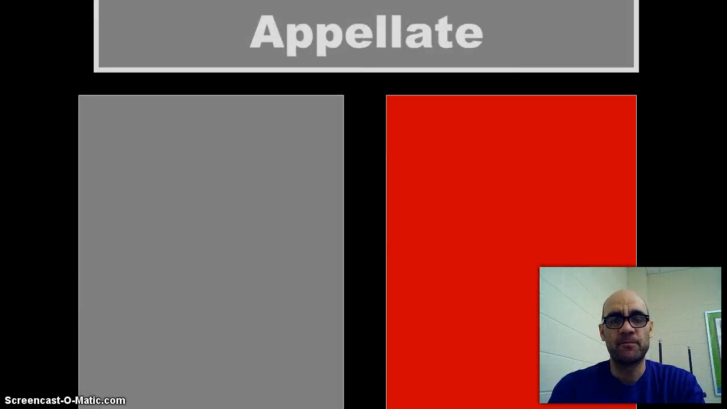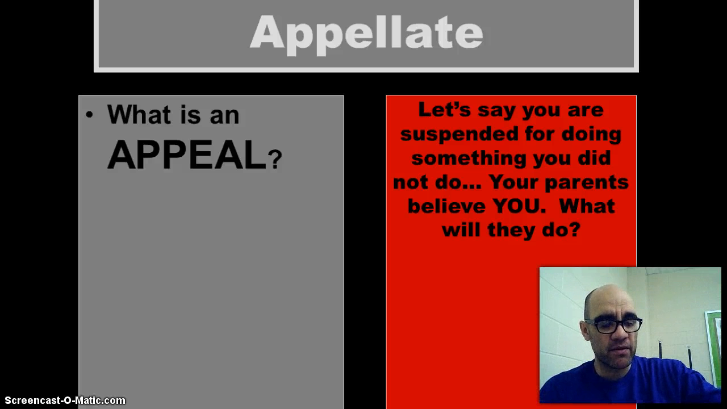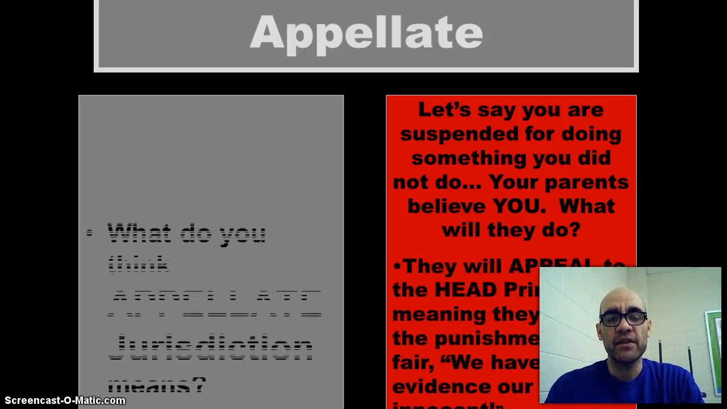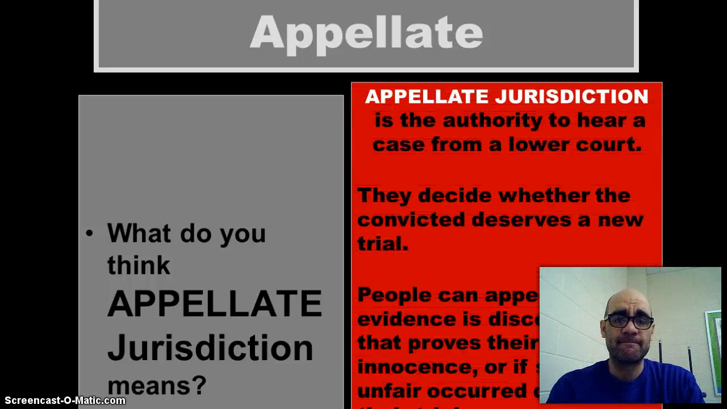Okay? So appellate jurisdiction, appeal. Hopefully you're never suspended, but if you are, you feel you didn't do it, your parents believe you, what will they do? They will appeal to the head principal, Mrs. Manning, meaning they will say the punishment is not fair. We have evidence our child is innocent. So appellate jurisdiction is the authority to hear a case from a lower court.